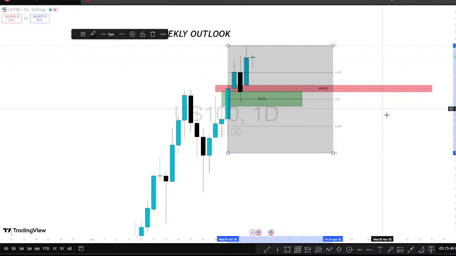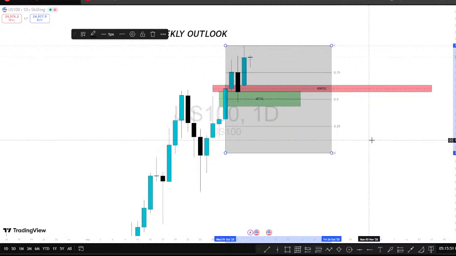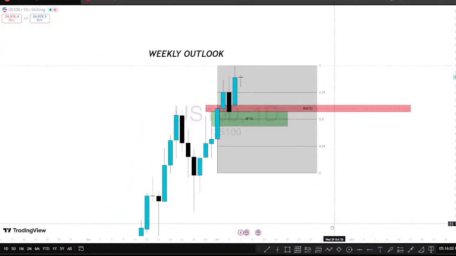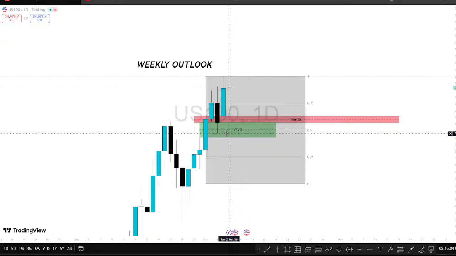So that is my dealing range. This is the dealing range that we are in this week. These are the levels that I want to see being respected. I will explain more. So look at where the daily fair value gap formed. It formed at the equilibrium of the dealing range, our current dealing range.